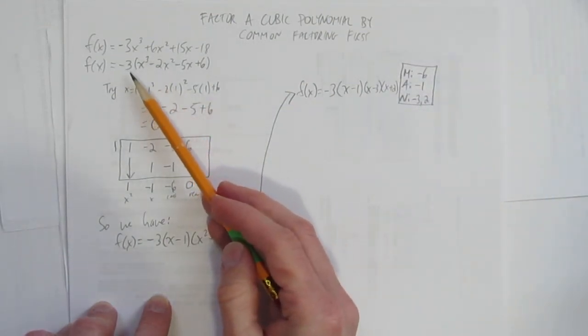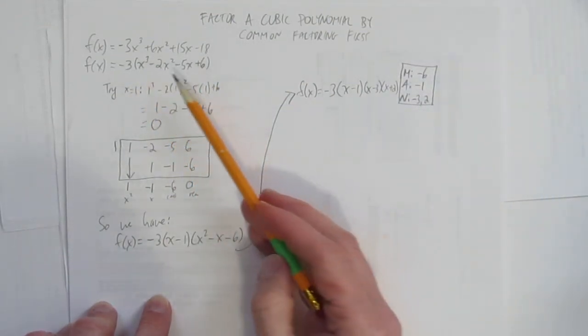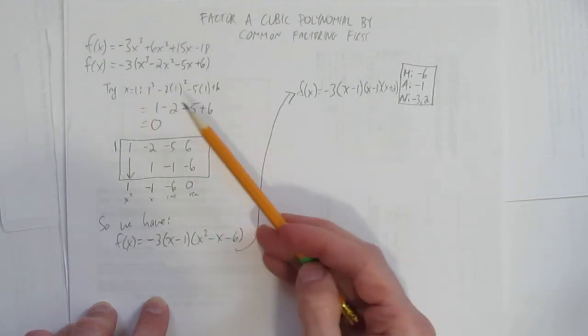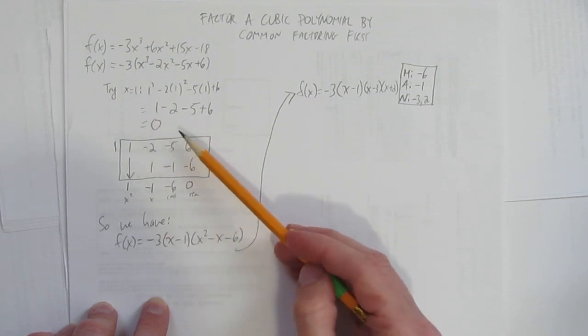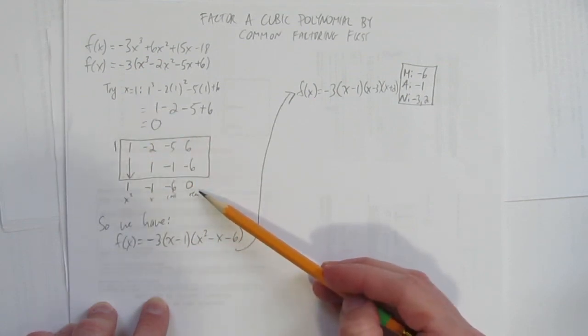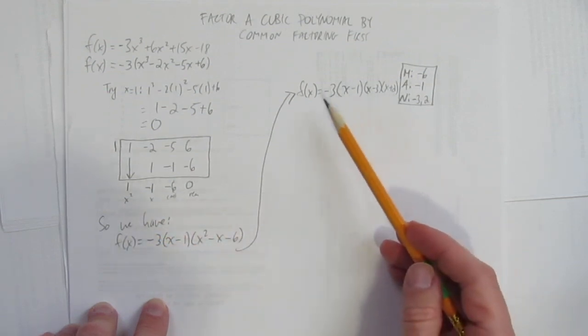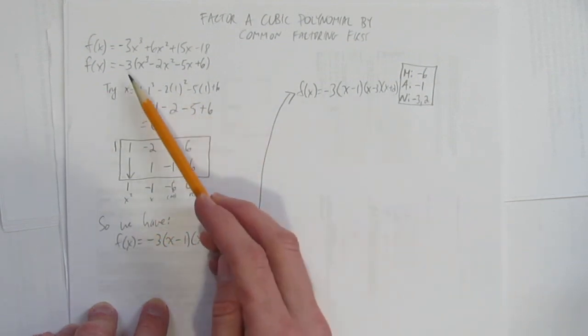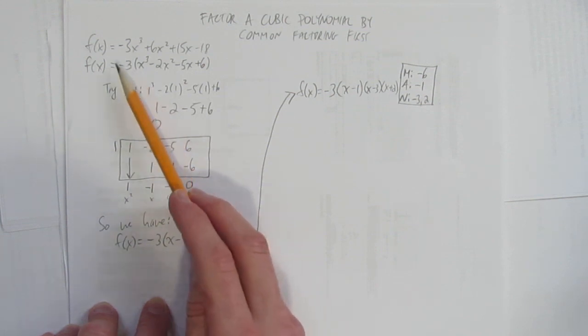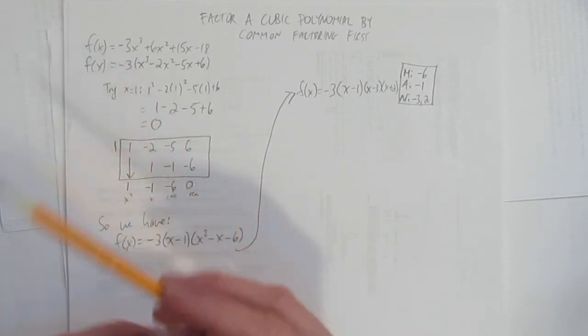Factored out the -3, the common factor. Then I did factor theorem. I tried x equals 1, got lucky on the first try. Once factor theorem is done, use that 0 to do synthetic division, and then factor the quadratic as normal. Don't forget to common factor first if you can. Pull out a common factor if you can, and if a negative leads, common factor the negative.